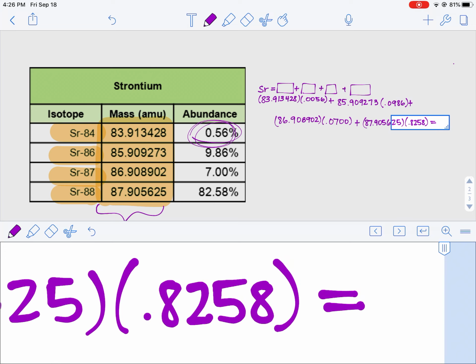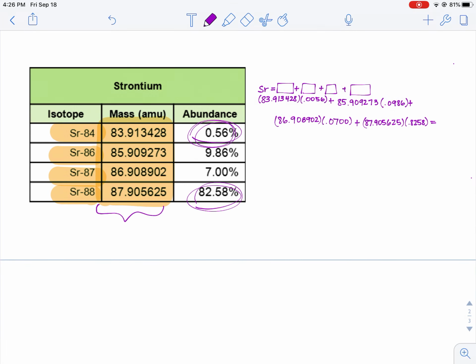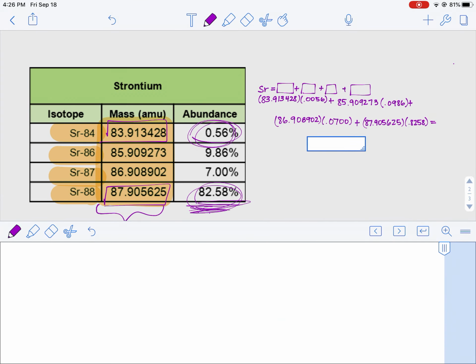Now again, just checking logically, with the percent abundance of 82.58%, our average should be closer to the 87.9 rather than the 83.9, because we've got such a relative abundance up here, a high one. All right, take the time to crunch the numbers.